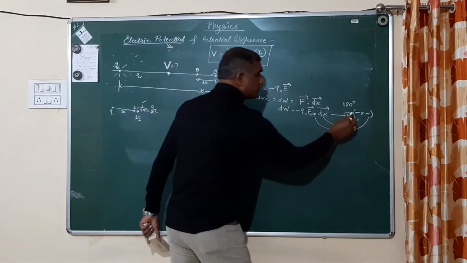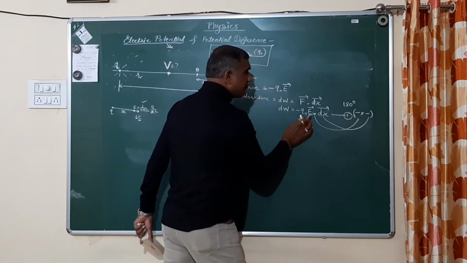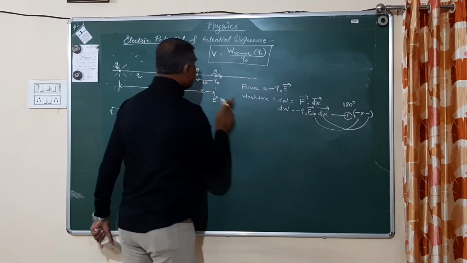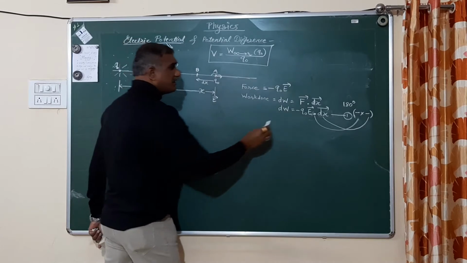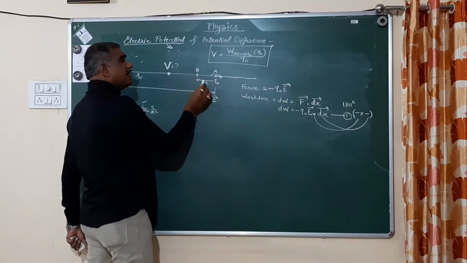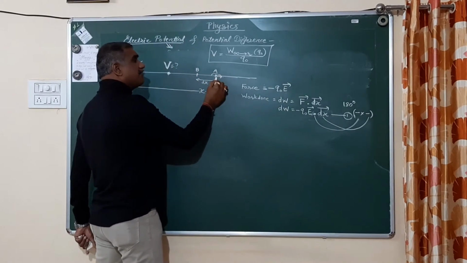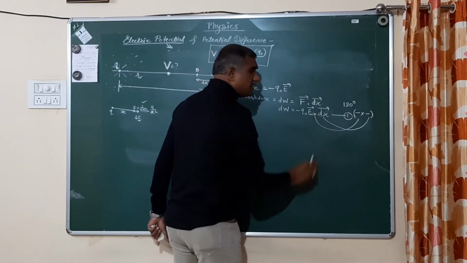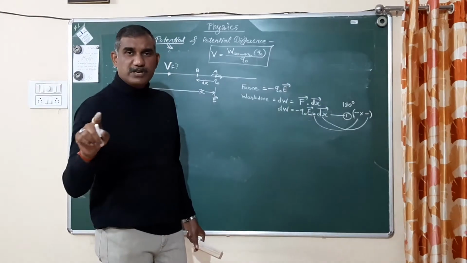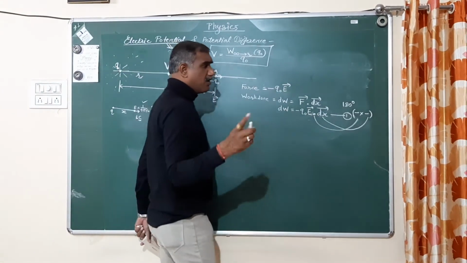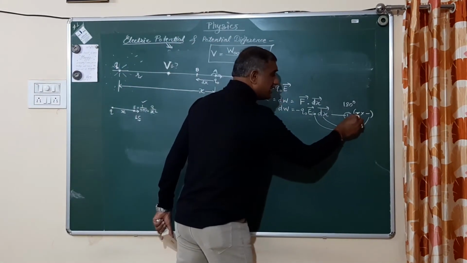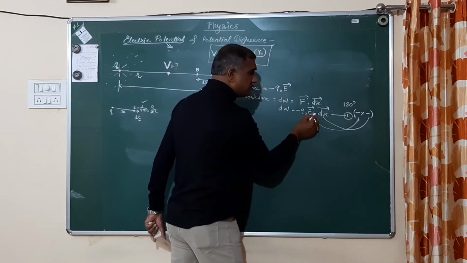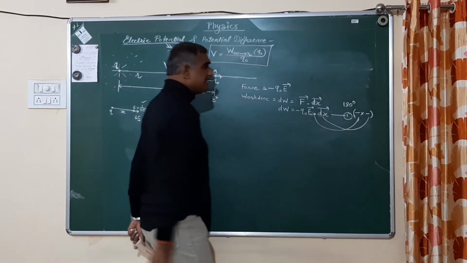Don't be confused. Just remember one thing. Vector E dot dx: vector E is acting in the outward direction, dx is in the inward direction, and therefore the angle between E and dx is equal to 180 degree, and therefore E dot dx is equal to E into dx into cos of 180 degree. Cos of 180 degree is equal to minus 1. That's why one minus sign comes due to this dot product. The second one is dx.